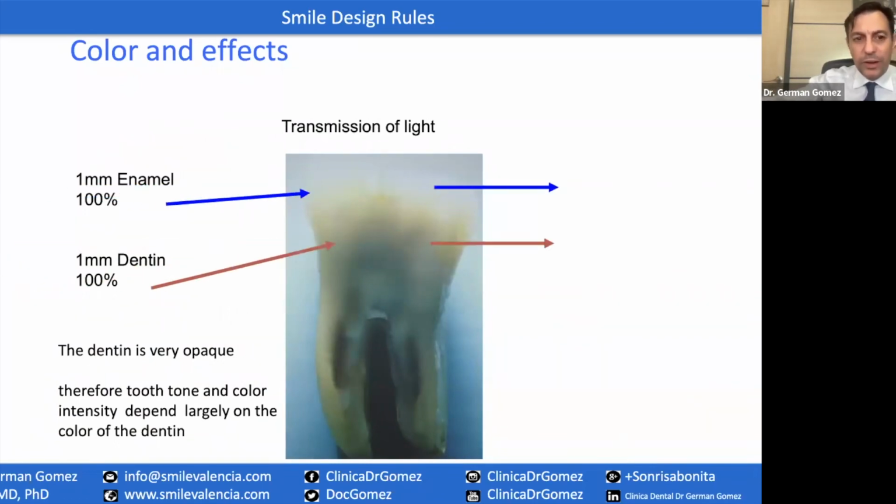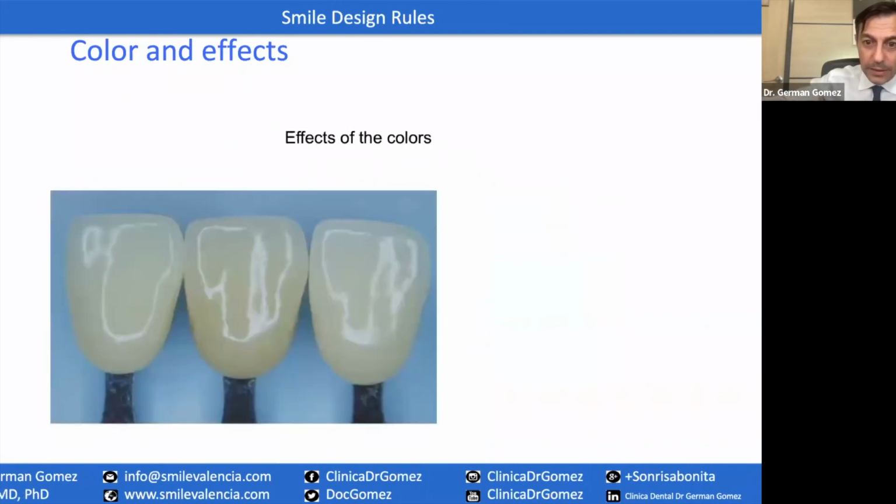Okay, we have two different materials in the tooth, which is enamel and dentin. Okay, and the light transmission of enamel is different than the light transmission of dentin. That means that most of our color is determined by the dentin color. Now, if we want to have an effect of bigger teeth, we have to make them clearer.